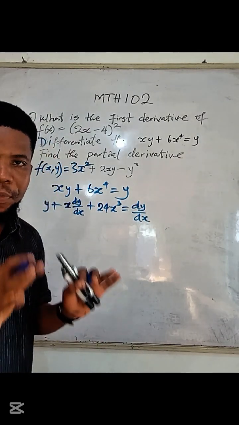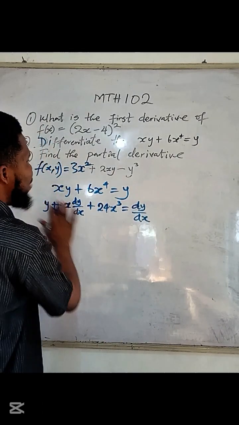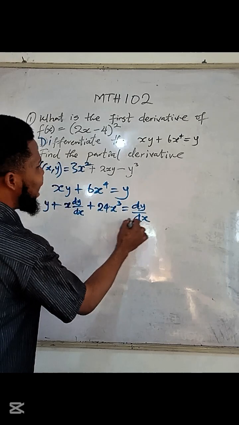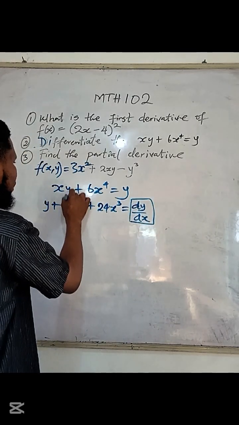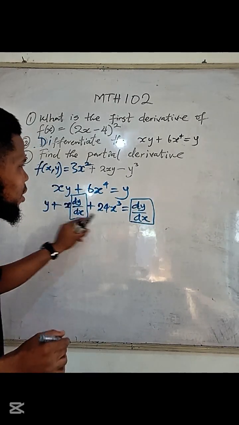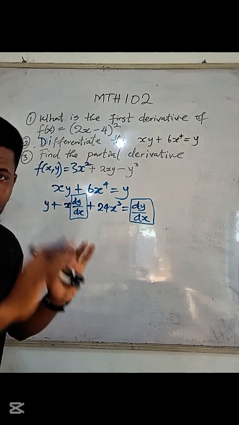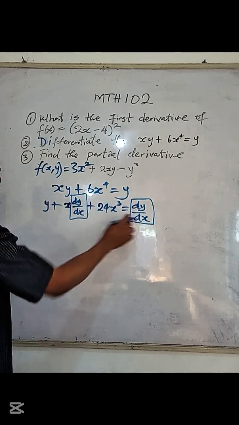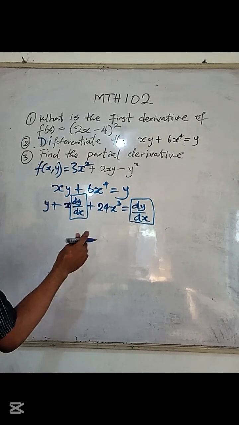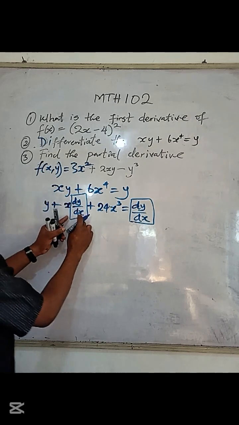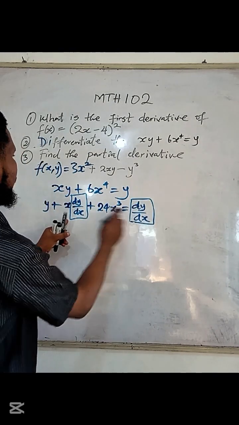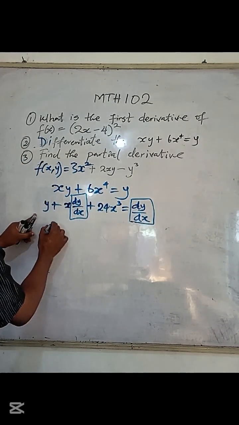Now, please, something I did not mention yesterday. After you have done this, please collect like terms. You have to make dy/dx the subject of the formula. That is the whole answer. So let's make dy/dx the subject of the formula. What do you do? We can just move this one over to this side. So when you move this one over to this side, you now have what?